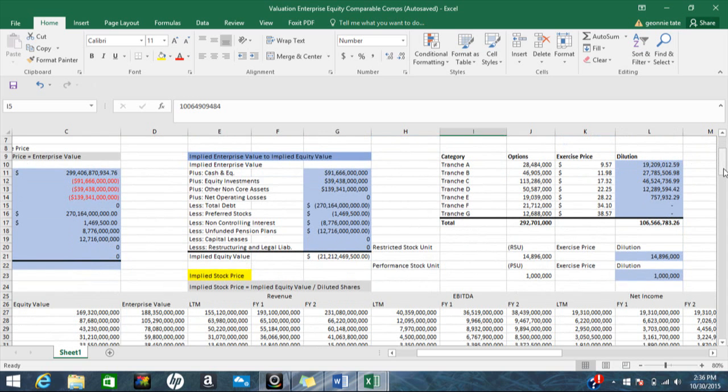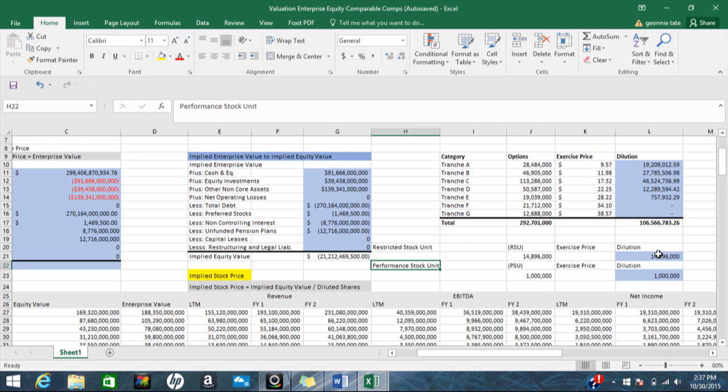You also need to look through those annual reports to find all the options and warrants. I have options here, the different tranches, the different prices or categories for the options. And I also need to find the restricted stock unit, performance stock unit.